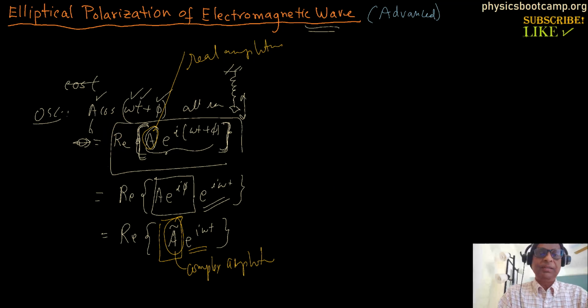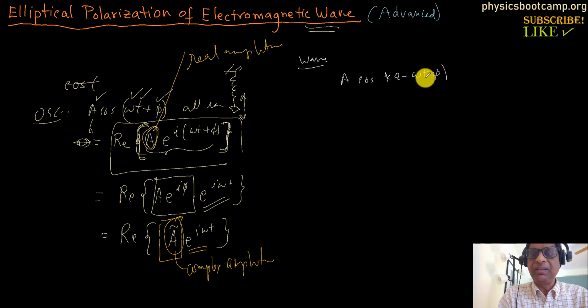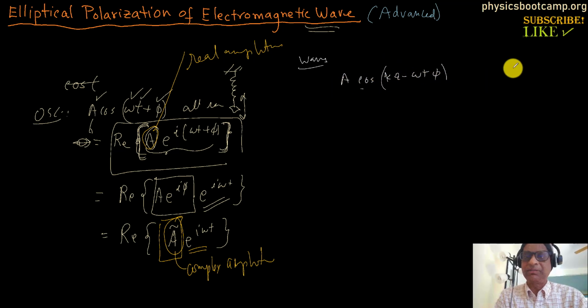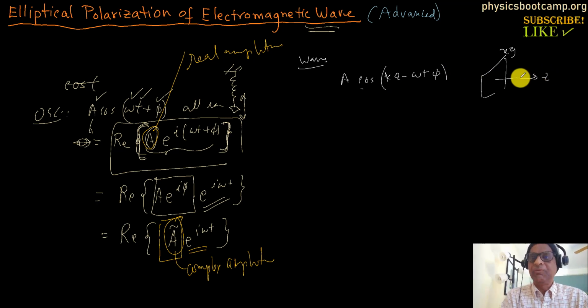So in the wave, you'll have a very similar thing. In the wave, you'll have a cosine of kz minus omega t plus phi. Could be an electric wave, magnetic wave. So here is the xz plane, xy plane, and the wave is going this way. So this could be a wave going in that direction.